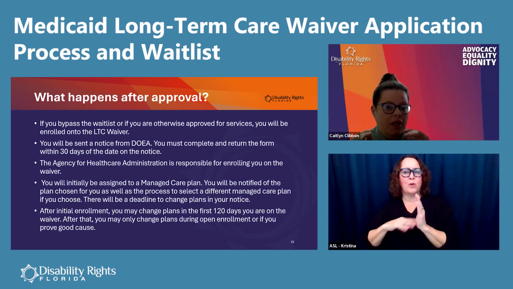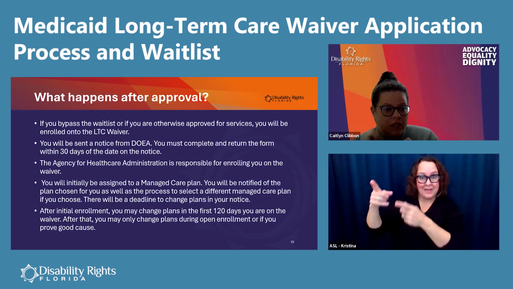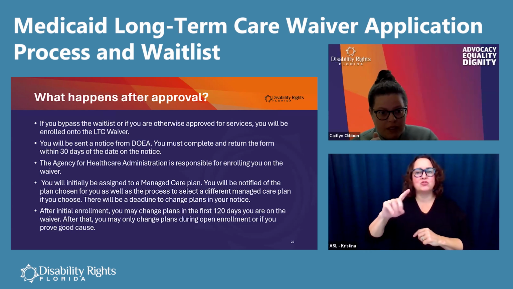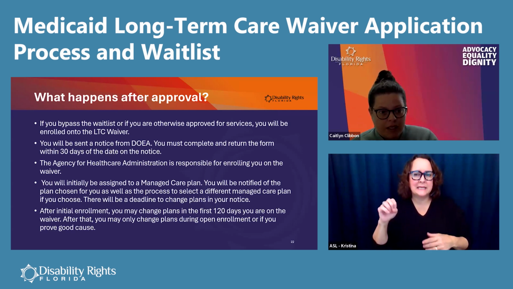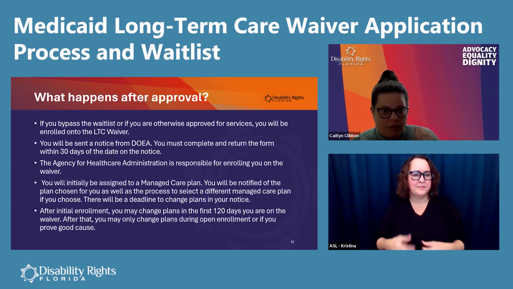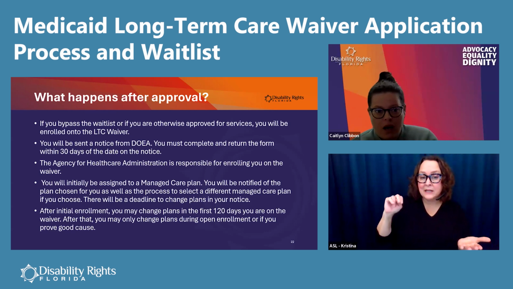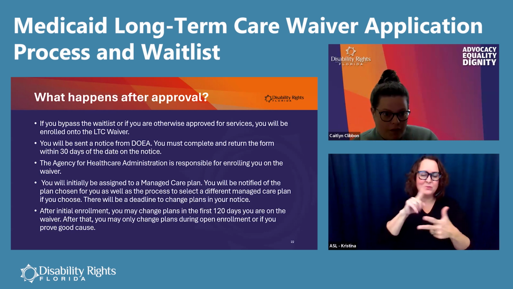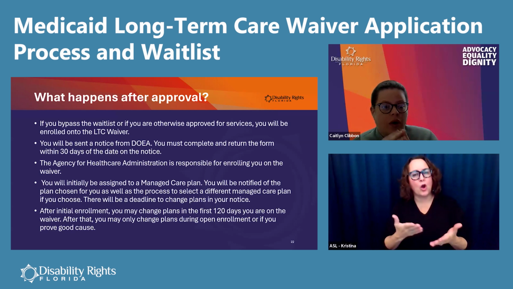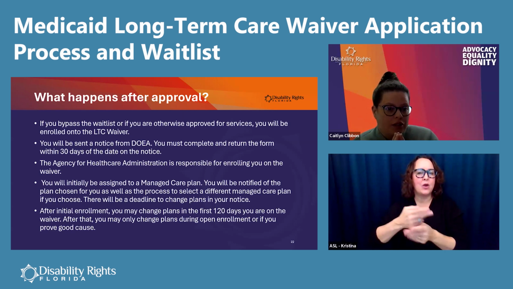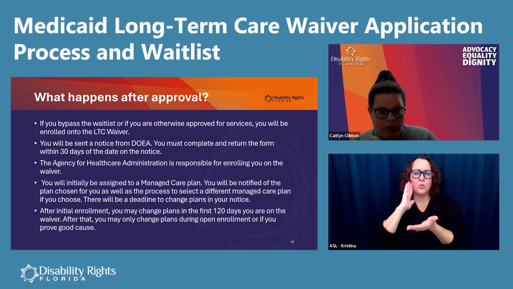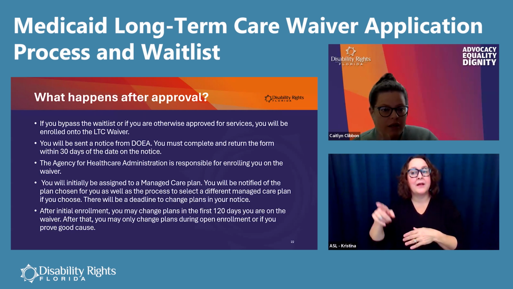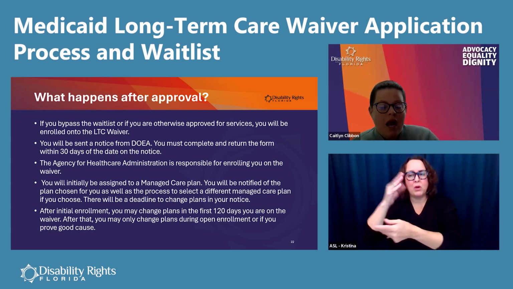When that happens, the Agency for Healthcare Administration is going to assign you to a managed care plan. So we have different companies that offer these managed care plans in our state. We have, for example, Sunshine or United Healthcare or Aetna. So different managed care entities, and some of them offer these long-term care waiver services. So the Agency for Healthcare Administration is going to automatically enroll you into one of those plans. They'll notify you, they'll send you something in writing saying, here's the plan you've been put on.